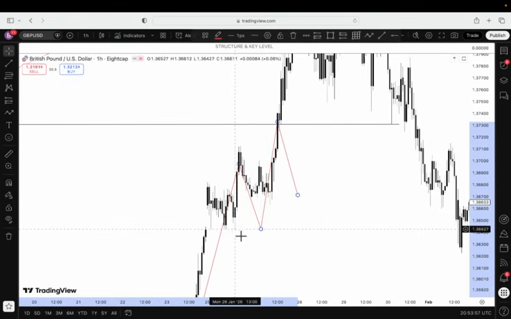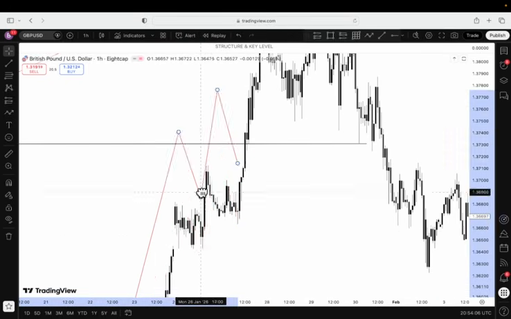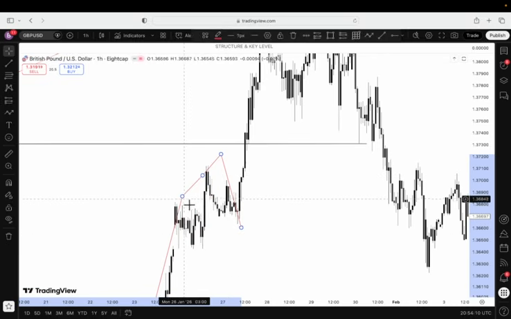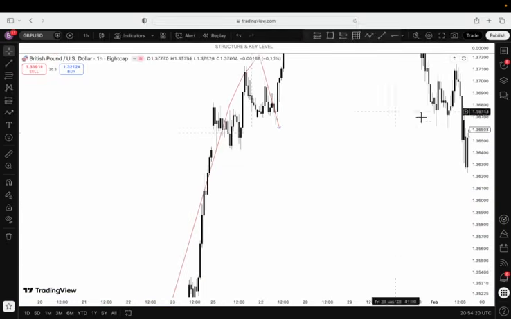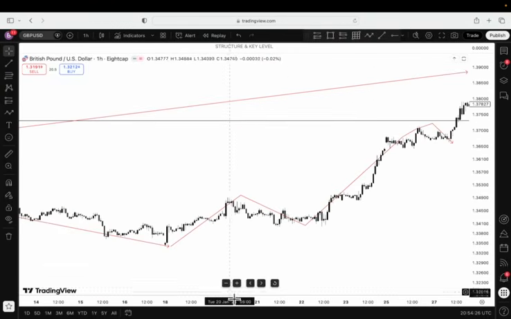Let me check this too low. Which one is lower? I don't think we have any low here, because this low is lower than this. So this is just the straight one. Let me remove this and draw it again.